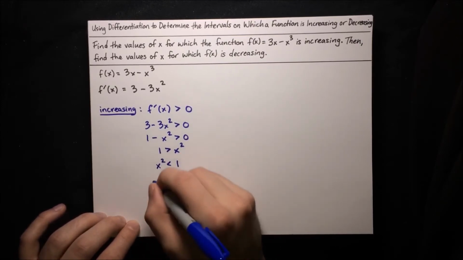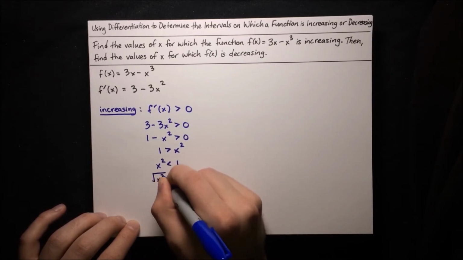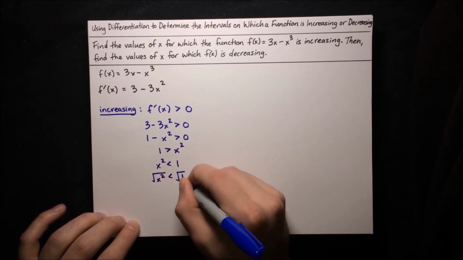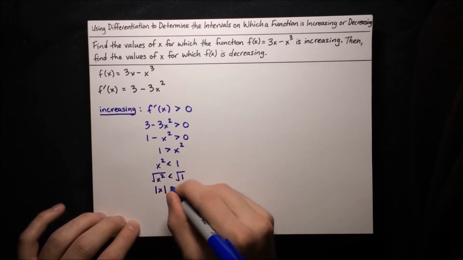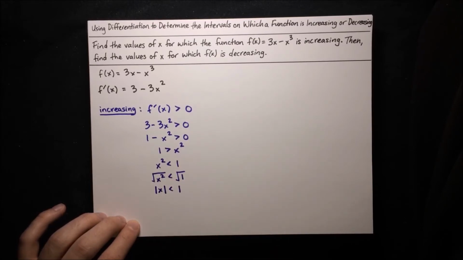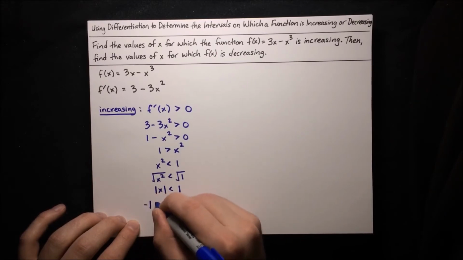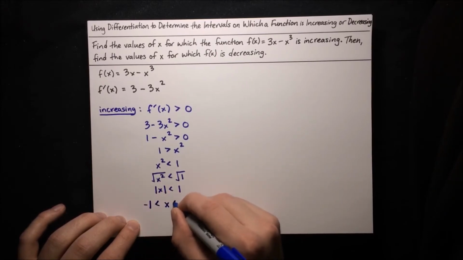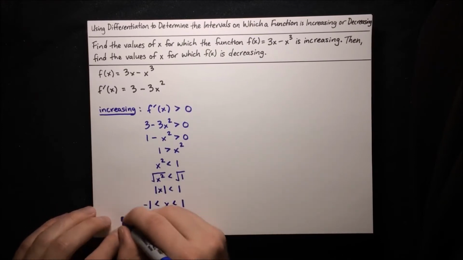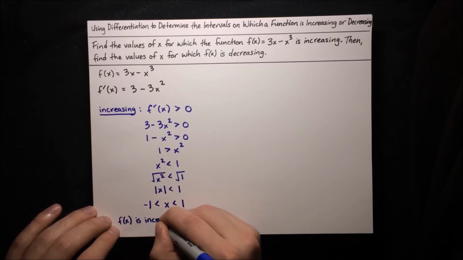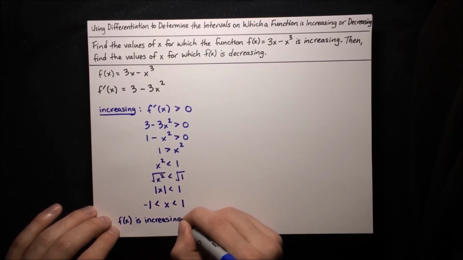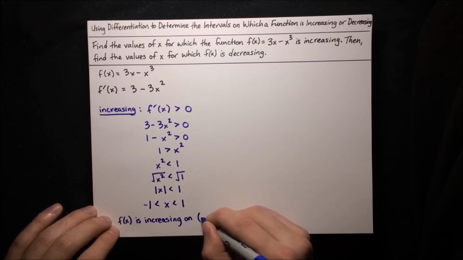Then we can apply the square root. So square root of x squared is less than square root of 1. And square root of x squared is absolute value of x, while square root of 1 is 1. And if absolute value of x is less than 1, that means that x has to be greater than negative 1 and smaller than positive 1. So that means f of x is increasing on the interval from negative 1 to 1.